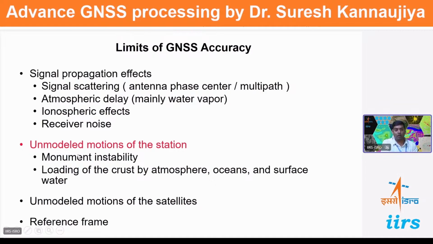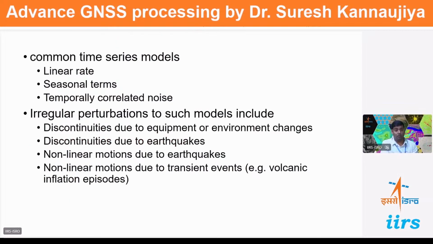And another is unmodeled motion of the station, like instability, loading of the crust by atmosphere, ocean, and surface water. And this monument instability is completely anthropogenic, or completely human error. And the other effect can be natural phenomena. Natural phenomena can be discontinuities due to equipment or environmental changes.